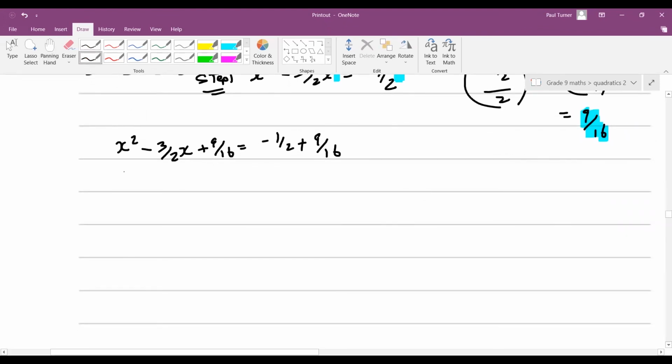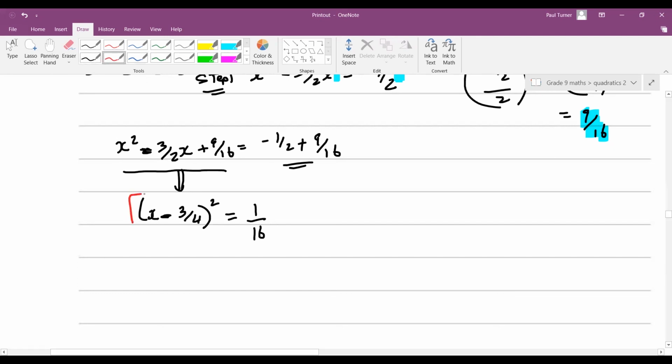Now this would be a complete square. We have x as the variable, the sign here is minus, and the square root of 9 on 16 will be 3 on 4. Just square root top and bottom. And that would be all squared. So these are equal. This number is going to be 1 on 16, so when you add those two numbers, you get 1 on 16 here.